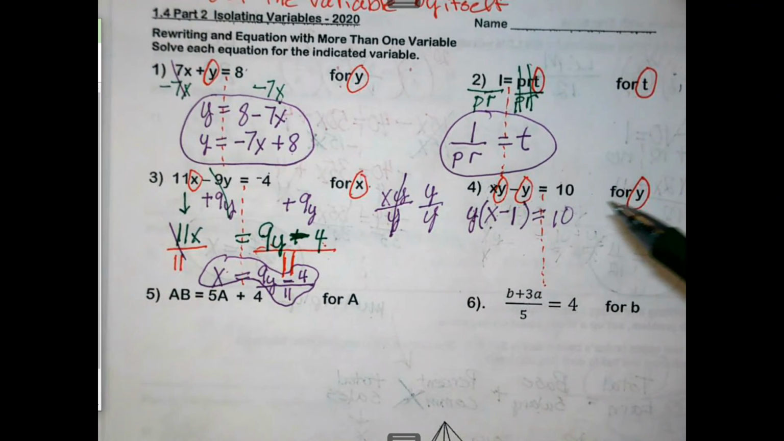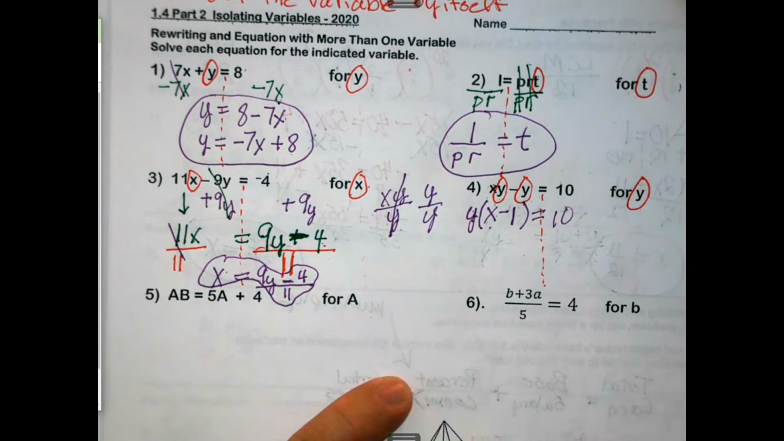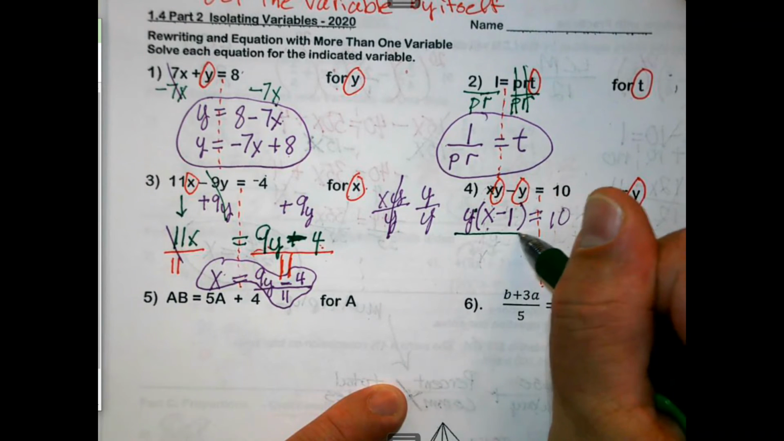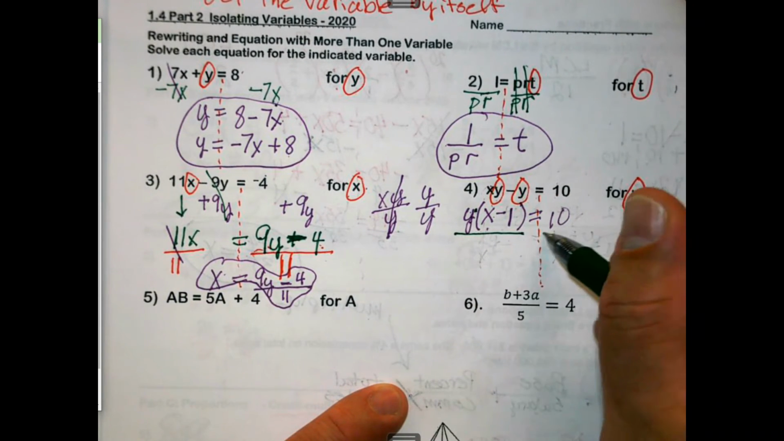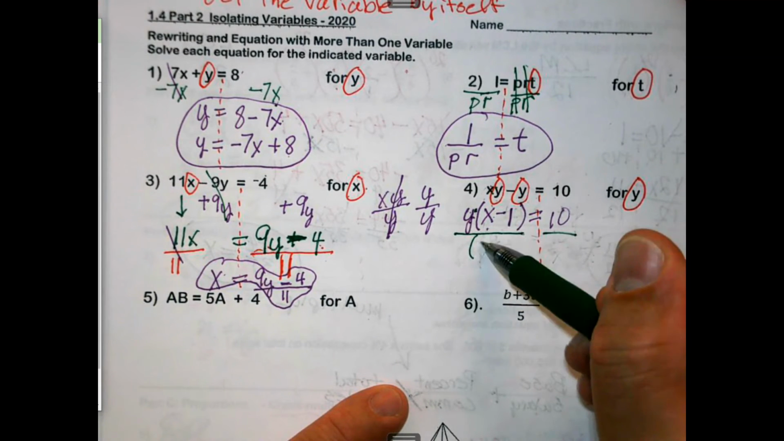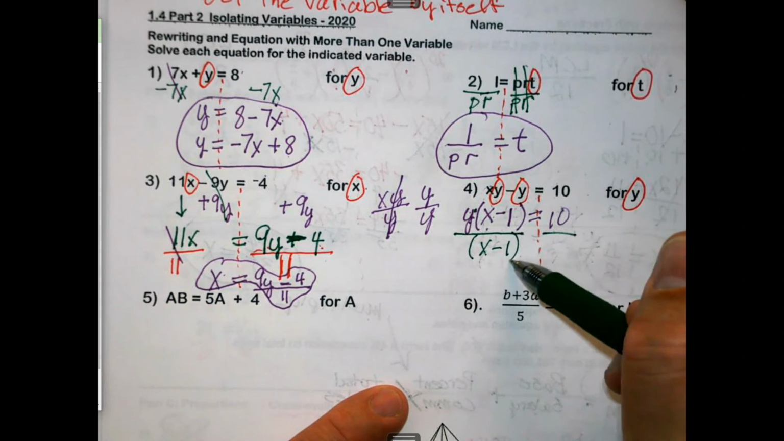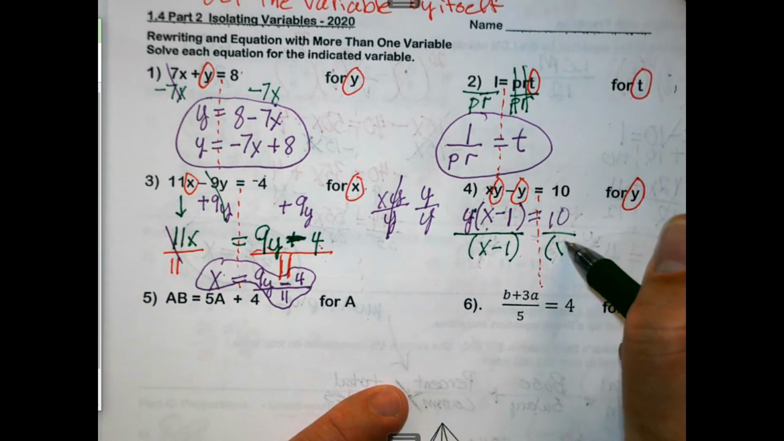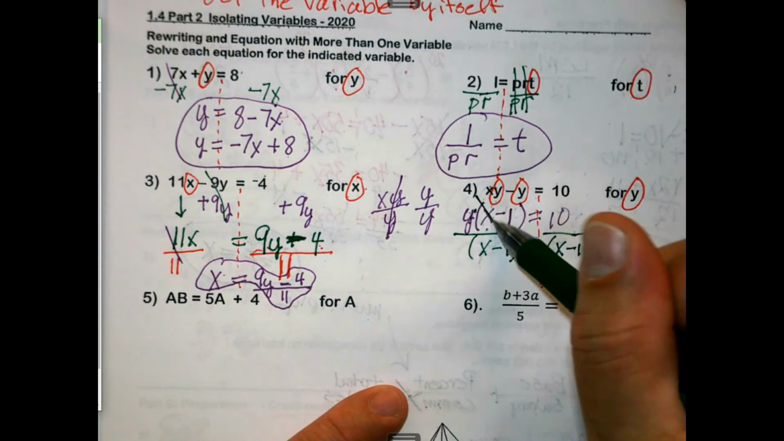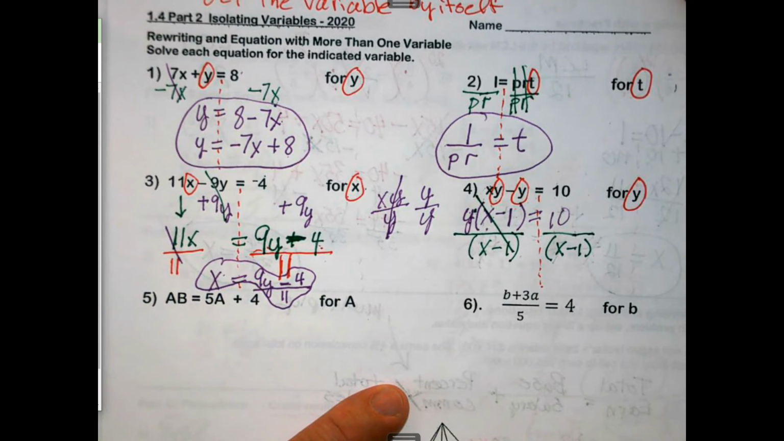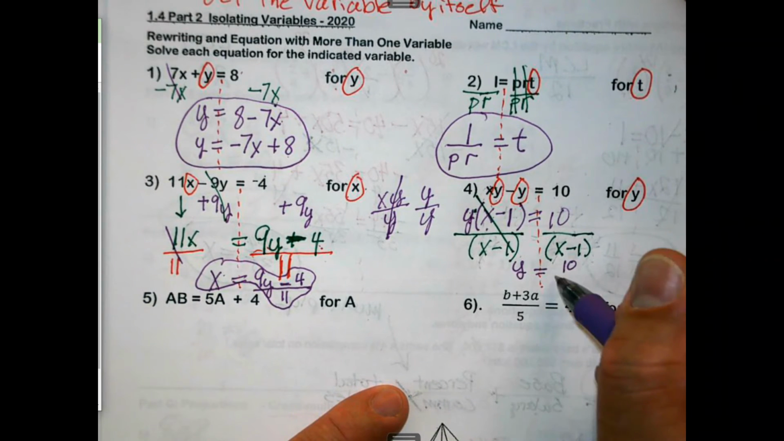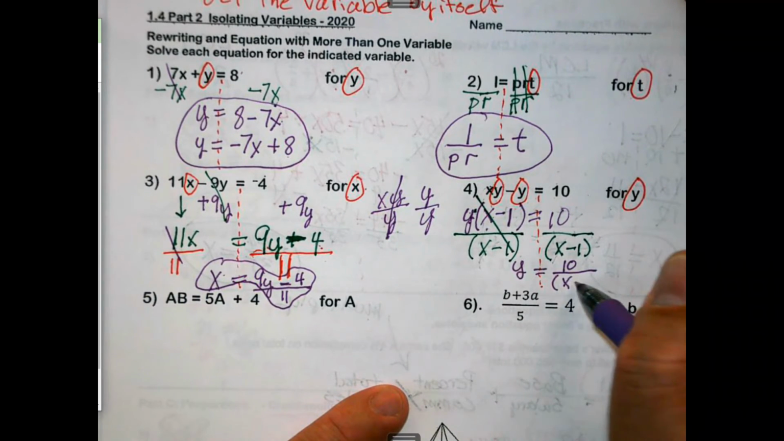Be what? I could, but remember I have multiplication here, right? So I want to divide again to undo the multiplication. And I want to divide by this number, the quantity x minus 1. The quantity x minus 1. See how that works? I get my y by itself, and I get 10 divided by the quantity x minus 1.